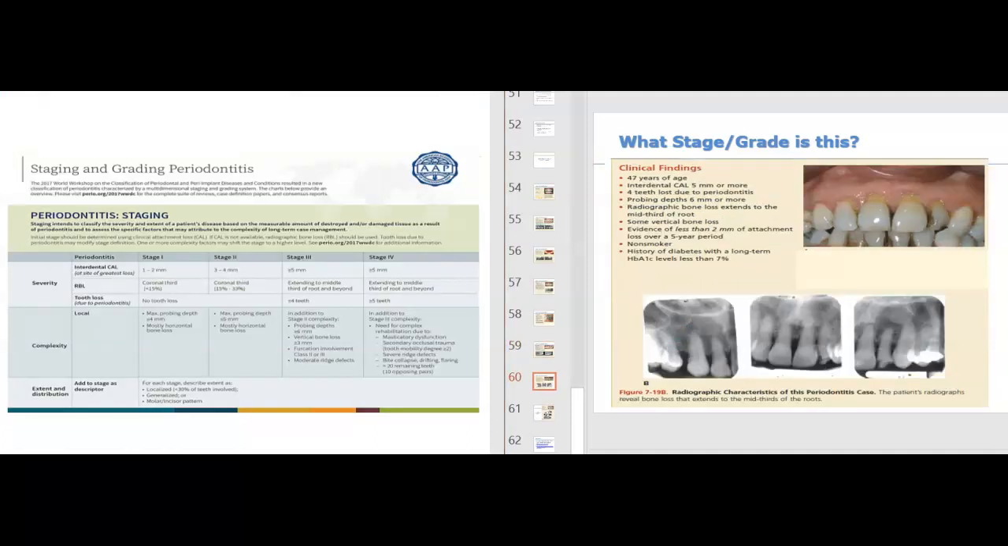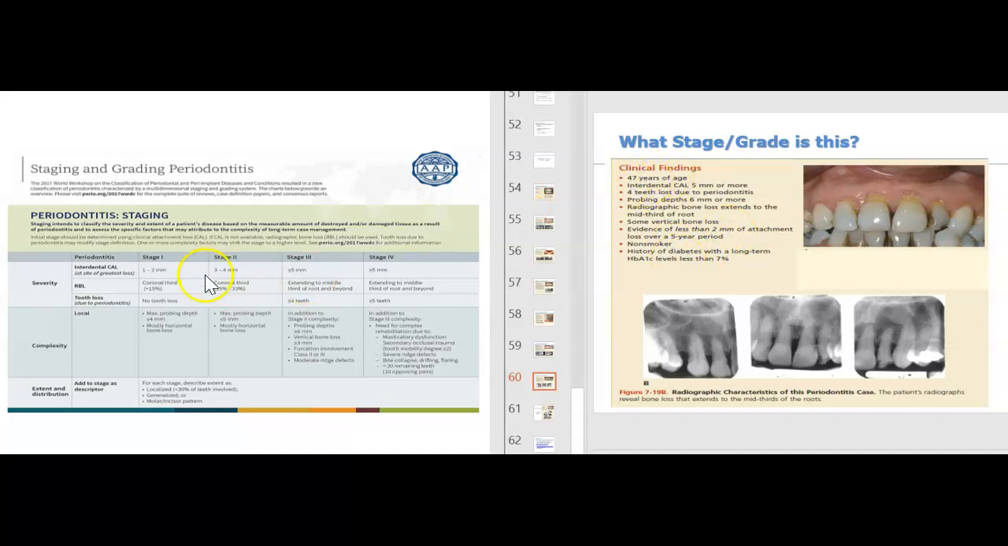Let's do one more example. Here we have a 47-year-old. The highest interdental CAL is a 5. 4 teeth lost due to perio. Probing depth of 6 millimeters or more. Radiographic bone loss extends to the middle third of the root. Vertical bone loss, we do see some, and evidence of less than 2 millimeter attachment loss. Not a smoker, is diabetic.